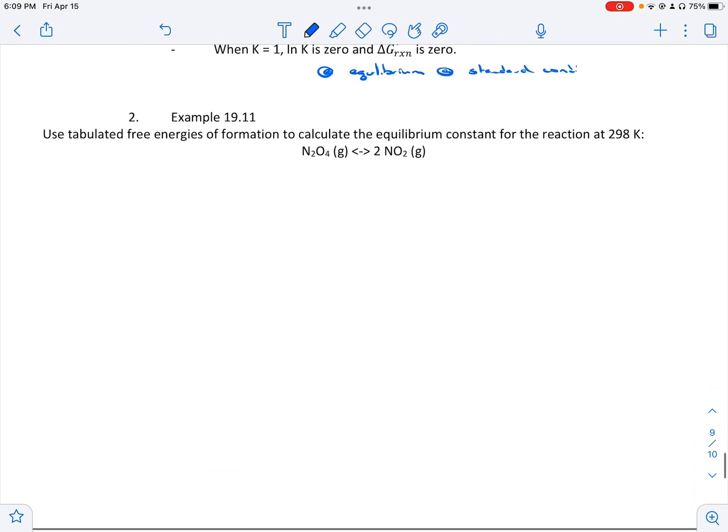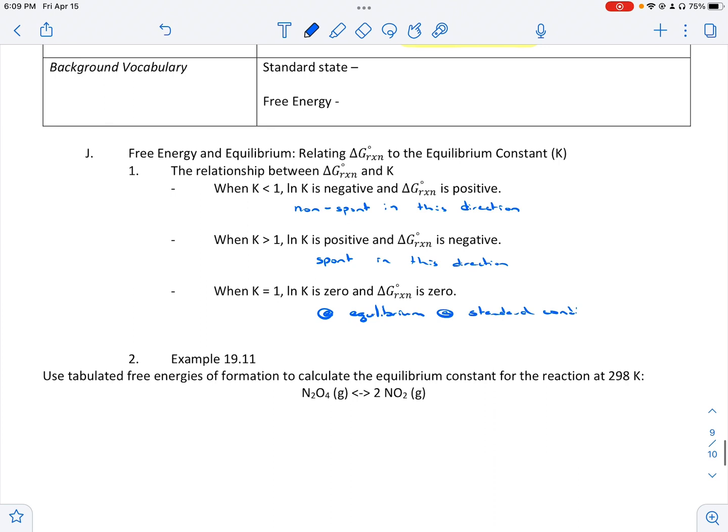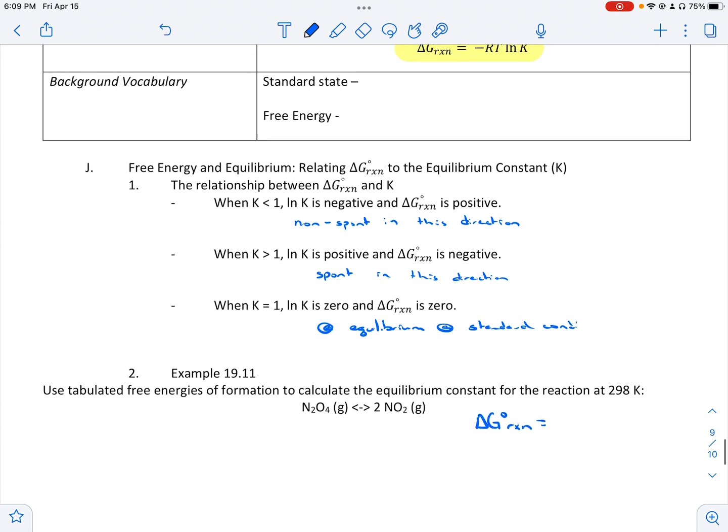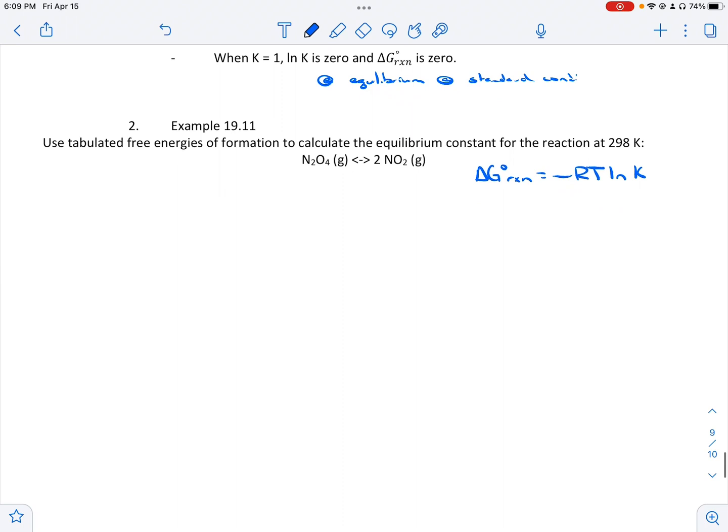So we're going to use tabulated free energies of formation to calculate the equilibrium constant for the reaction at 298 K. So we're going to use that formula right there. Let's put that on our paper. And remember, we're probably going to want our delta G naught to be in joules, so we'll get to that point in just a couple of seconds. So remember, to find delta G naught, we're going to take products minus reactants, right?